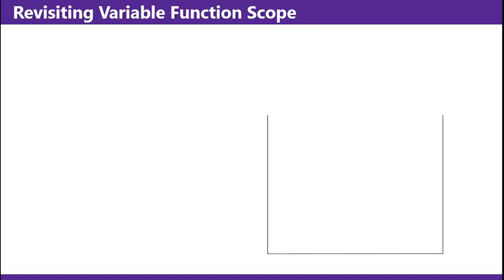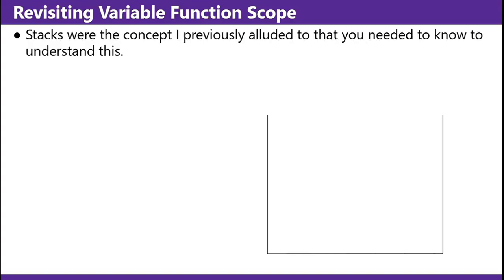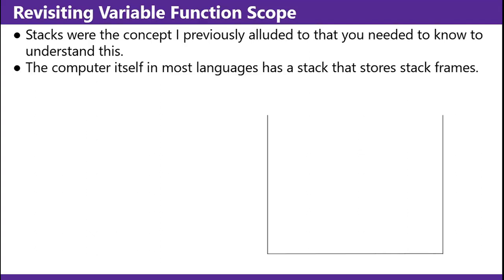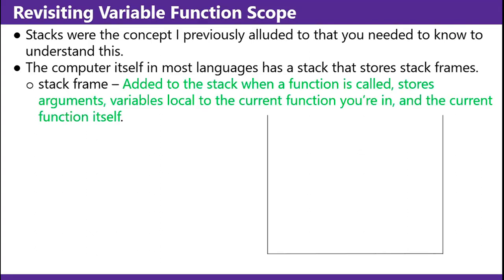Revisiting variable function scope. Stacks were the concept I previously alluded to that you needed to know to understand this. The computer itself, in most languages, has a stack that stores stack frames. A stack frame is added to the stack when a function is called. It stores arguments and variables local to the current function you're in, and the current function itself.